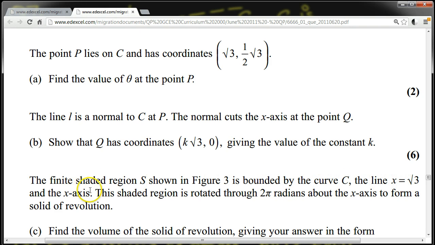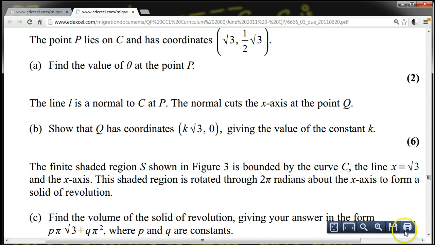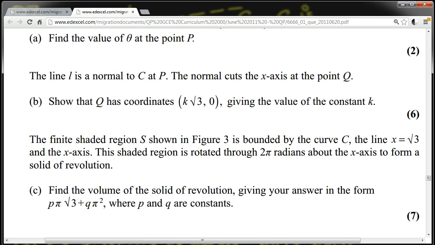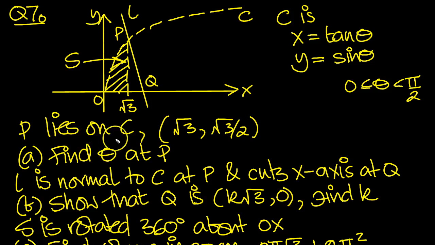This shaded region is rotated through 2 pi radians about the x-axis to form a solid of revolution. Find the volume of the solid of revolution, giving your answer in the form p pi root 3 plus q pi squared, where p and q are constants. So let's have a look at this. I've got the summary here.